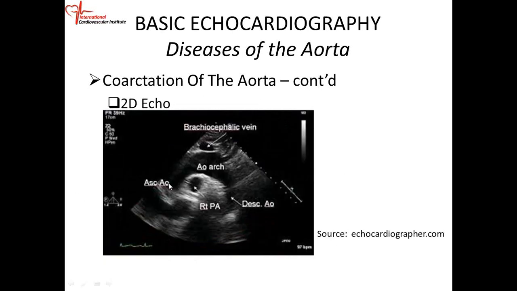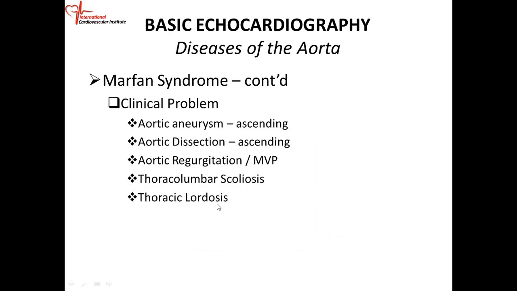Okay, you also have to know when you do your suprasternal notch view, this is your ascending aorta, the arch, and of course you have the arch vessels coming off. Your left subclavian would be somewhere right there. This is your left common carotid artery. This is your brachiocephalic or your innominate. This is your right pulmonary artery. Okay. All right, Marfan syndrome.